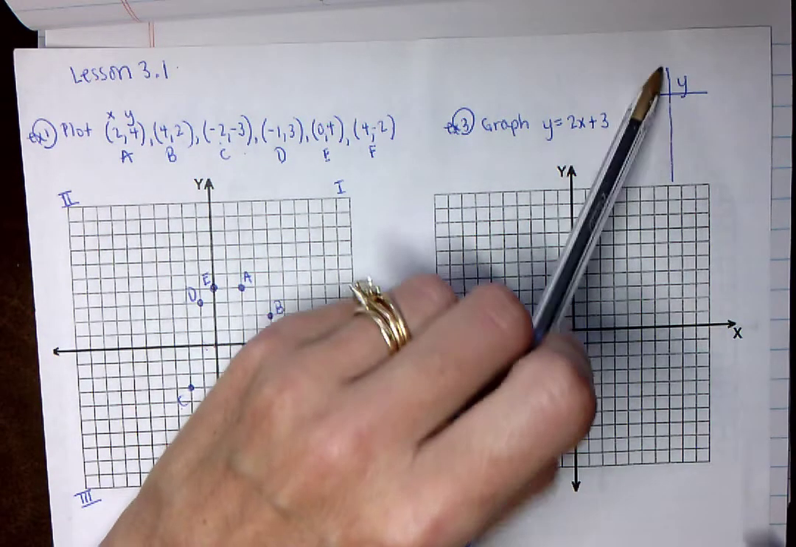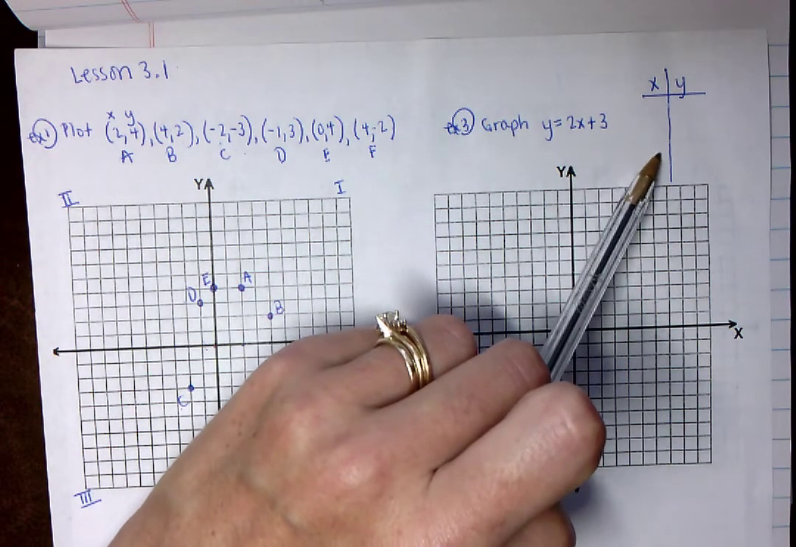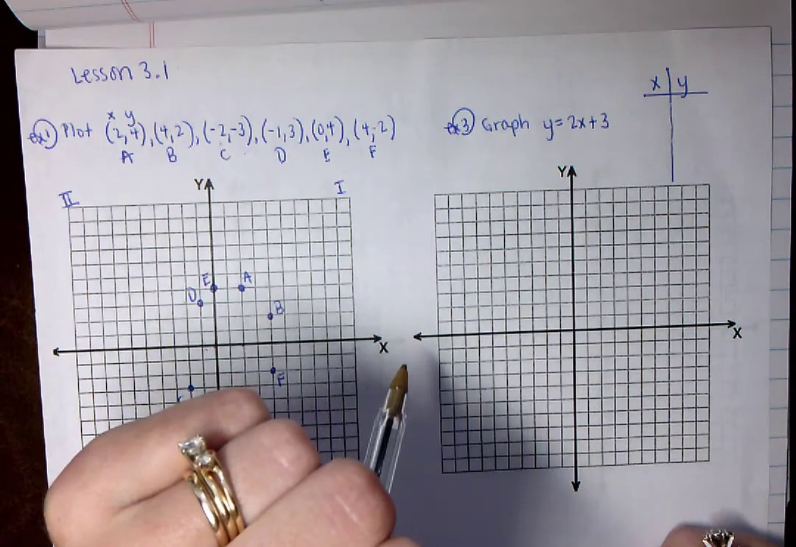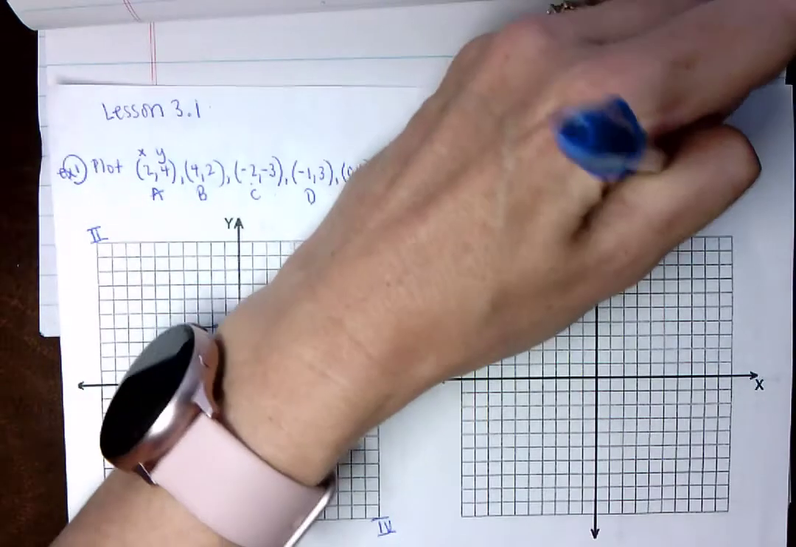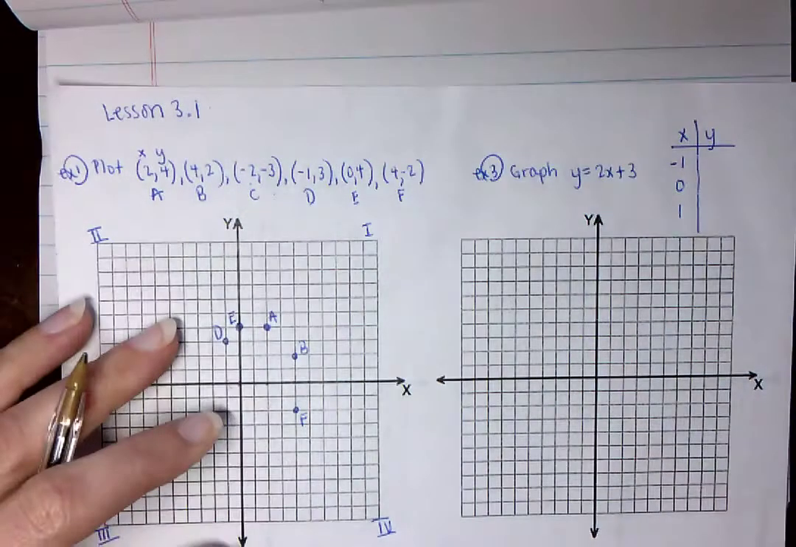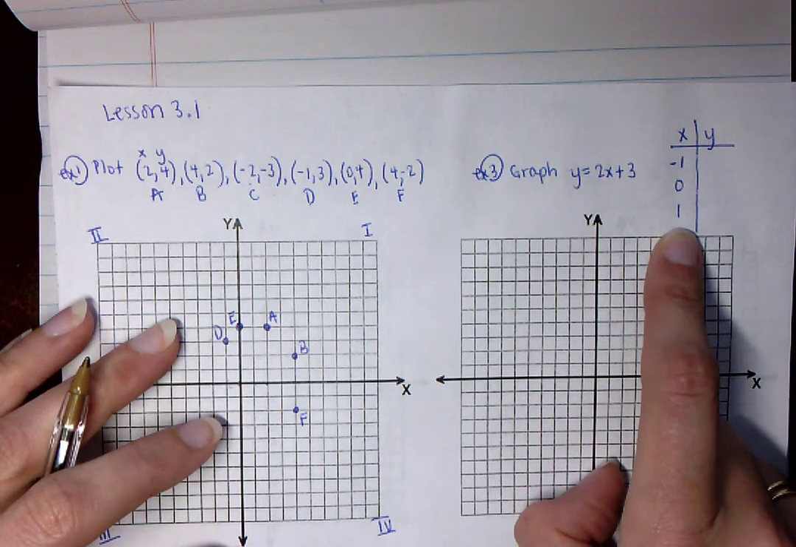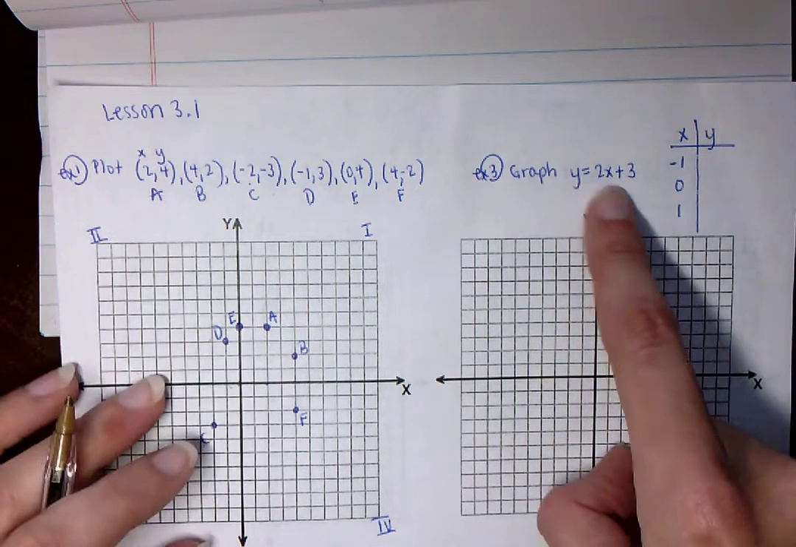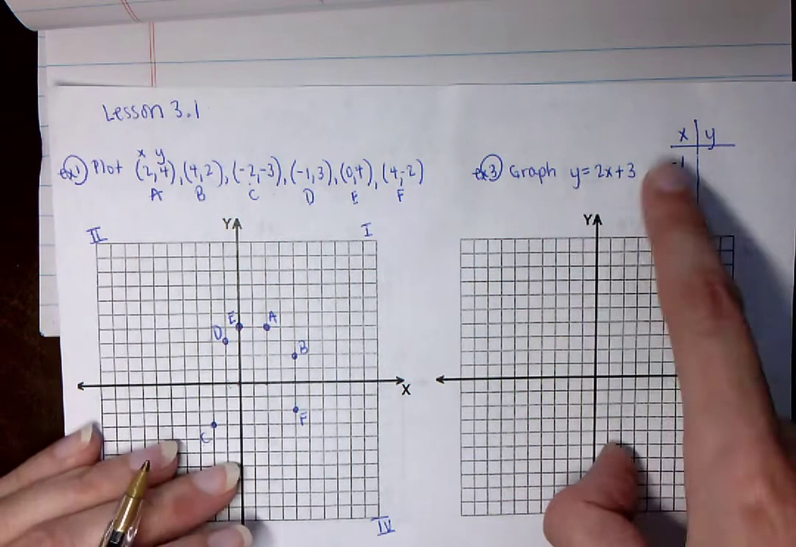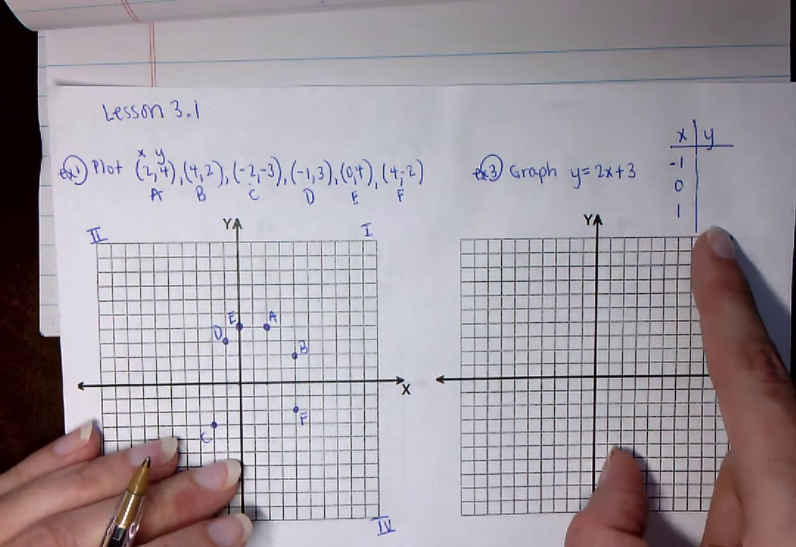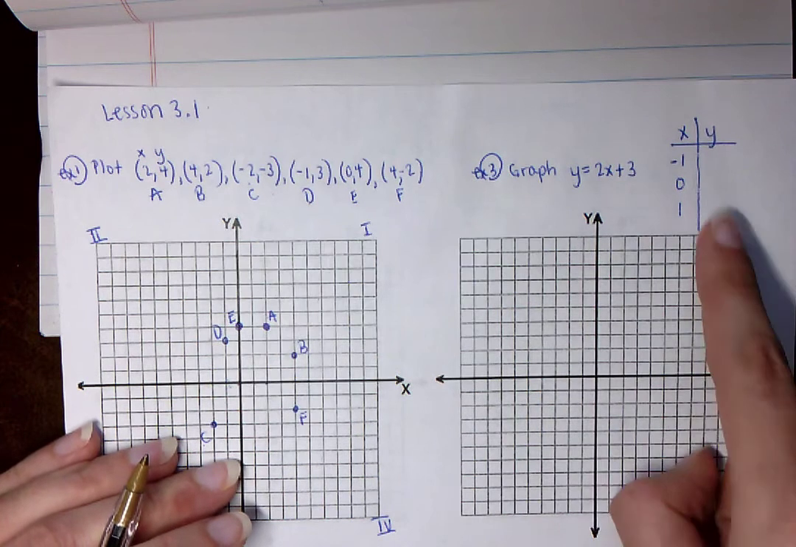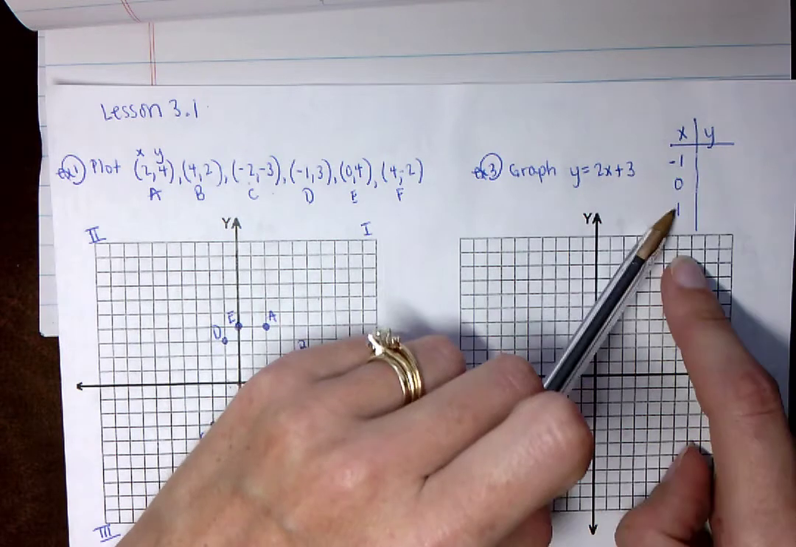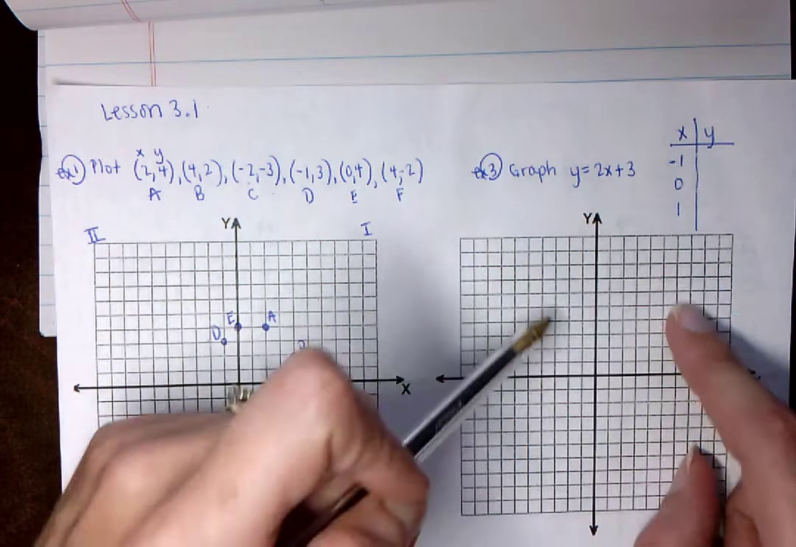the one way to do this is to make an X and Y chart, and you could plug in the most common numbers when you're graphing a line: a -1, a 0, and a 1 for the X values. These are called your independent variables. They're the ones that we're going to pick, and then when we plug them in, the y's will depend on the x's we chose. So the y's are called the dependent variable. So again, what we're going to do is plug in each one of these and get a corresponding y value, and then we're going to plot it.